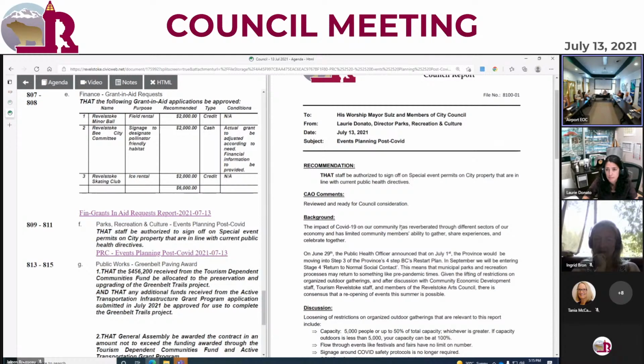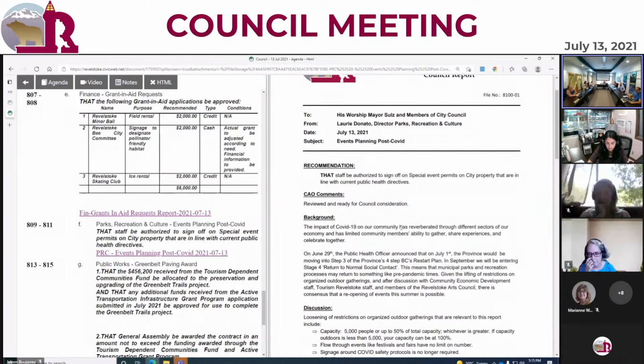I'll put the motion on the table that staff be authorized to sign off on special event permits on city property that are in line with the current public health directives. Seconded by Councillor Shalat. Any further speakers to the motion? Go ahead.